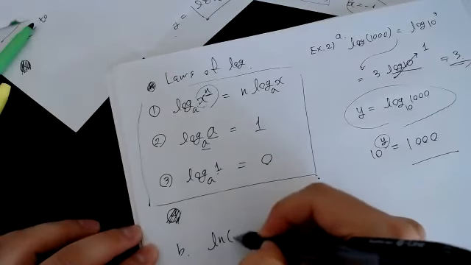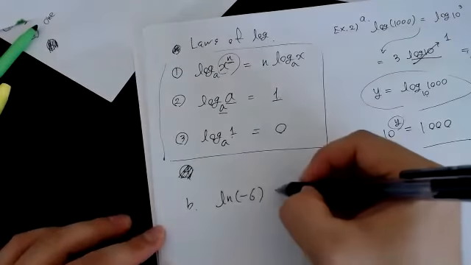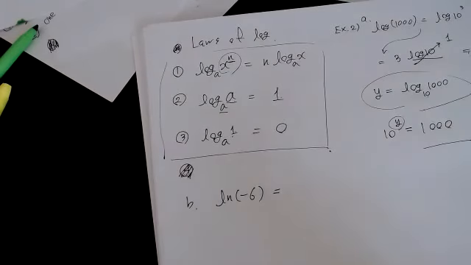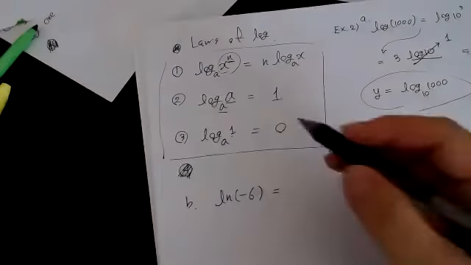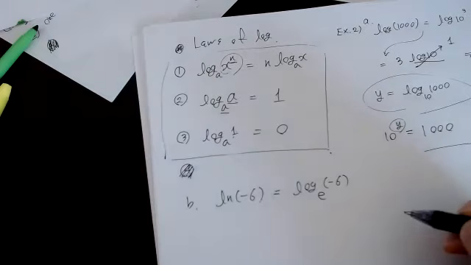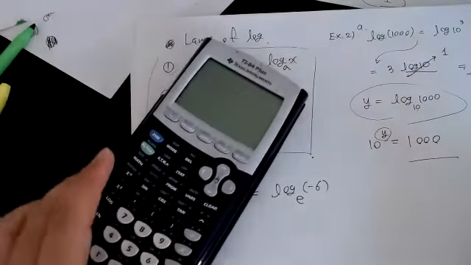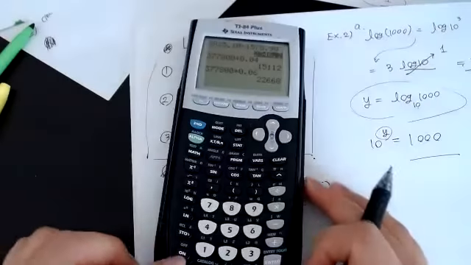And what about the natural log of -6? Natural log of -6 is equal to... I don't think we can figure this out by hand, because natural log means a log of -6 to the base e, right? In this case, we use a calculator. If you have a TI calculator, you can figure this out. Just turn on the calculator.